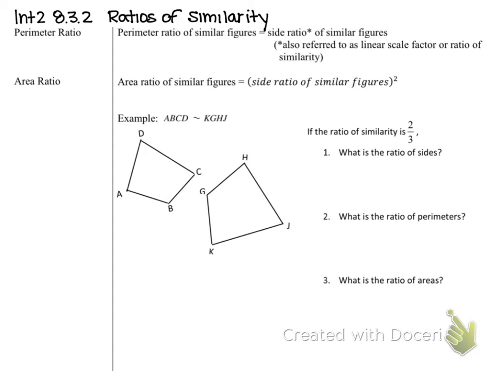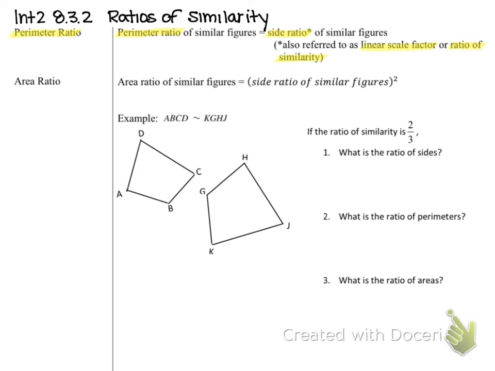So we know that the perimeter ratio of similar figures and the side ratio are exactly the same thing. It's actually kind of nice. Now, just to be clear, the side ratio can be called a whole bunch of different things. It can be called the linear scale factor, ratio of similarity. It's called a zoom factor. It's a whole bunch of different things.